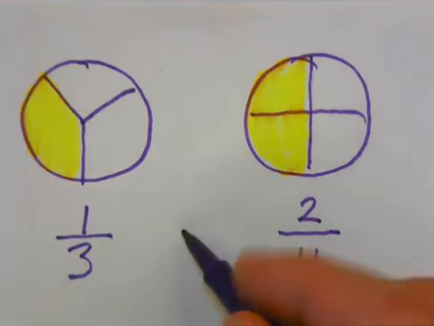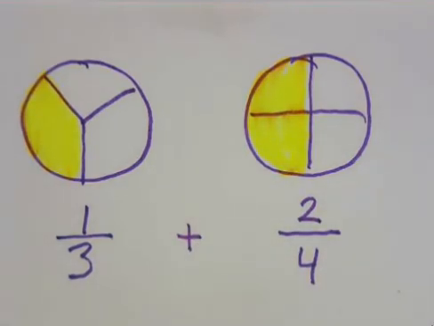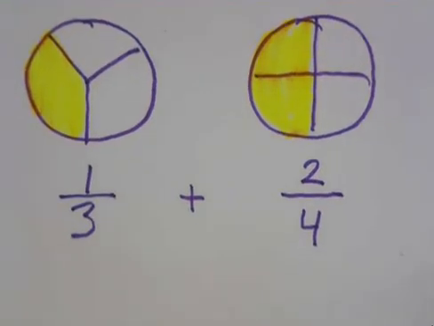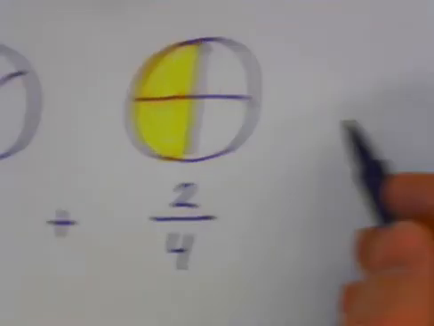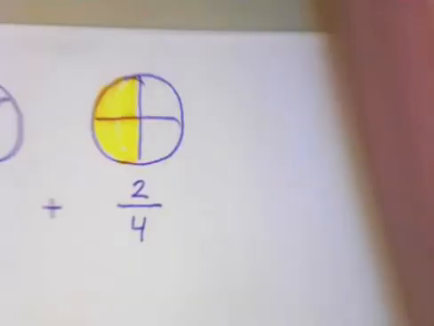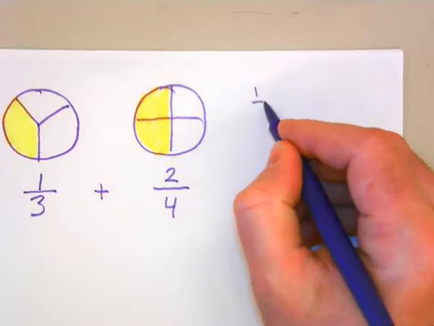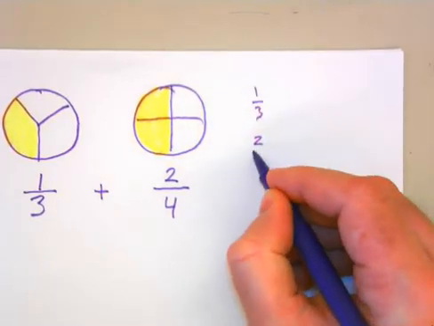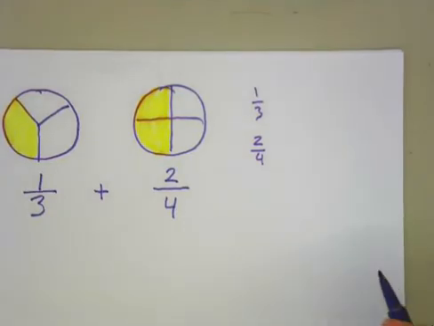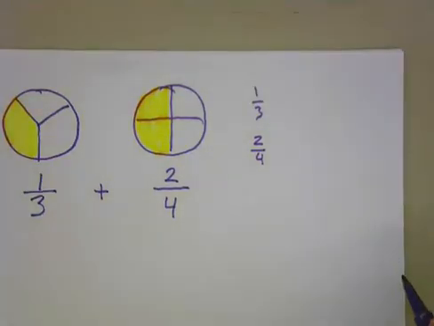Now, when we want to add these fractions, we have a problem. The pieces are not the same size. Before we can add them, we need to convert them into the same size fraction. To do this, we're going to use the giant 1 strategy. So, we're going to take 1/3 and 2/4, and we're going to turn them into pieces that are the same size.